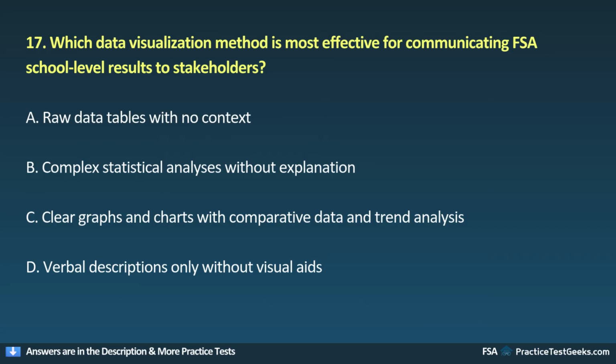17. Which data visualization method is most effective for communicating FSA school-level results to stakeholders? A. Raw data tables with no context. B. Complex statistical analyses without explanation. C. Clear graphs and charts with comparative data and trend analysis. D. Verbal descriptions only without visual aids.